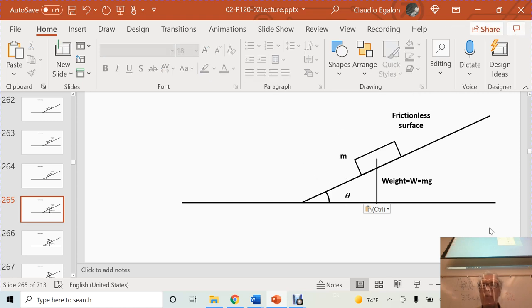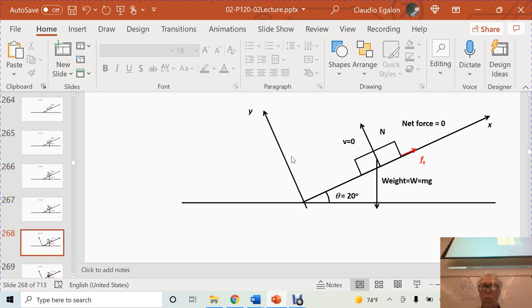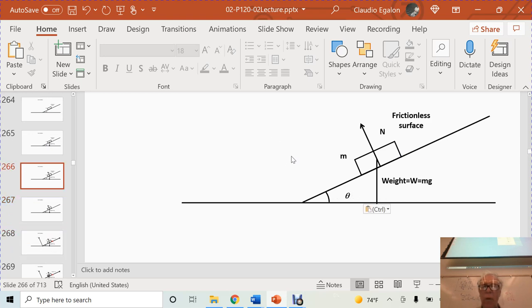Which other force do you have there? The normal. Yep, here you have the normal now. Frictionless surface, we don't have to worry about that. So what's next that we have to worry about? There are no other forces, right? Just the weight and the normal.